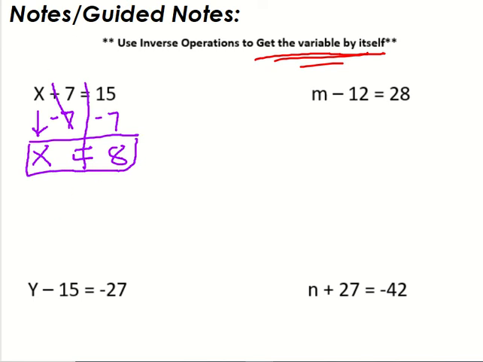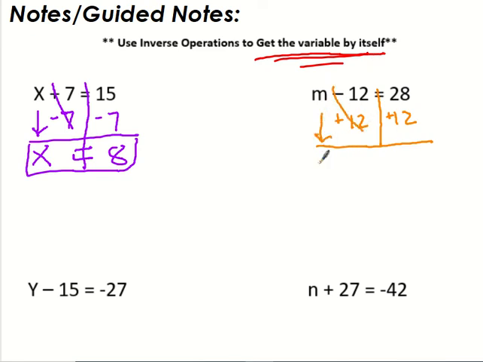Going over to the second one, m minus 12 equals 28. Same process. I want to get m by itself, so I have to work on the left side of the equal sign. I have to do the opposite of whatever's happening on this side. I have minus 12, so to get rid of it I need to do the opposite, which is plus 12. And whatever I do on one side of the equal sign, I have to do on the other side. Negative 12 plus 12 makes 0, so they cancel each other out. That's why we do the opposites.